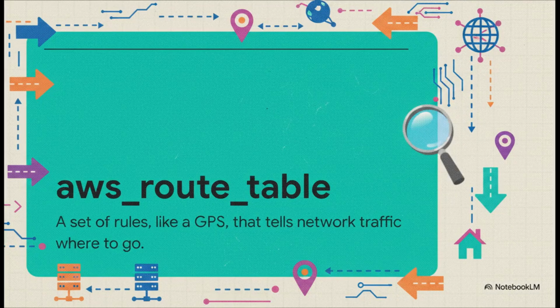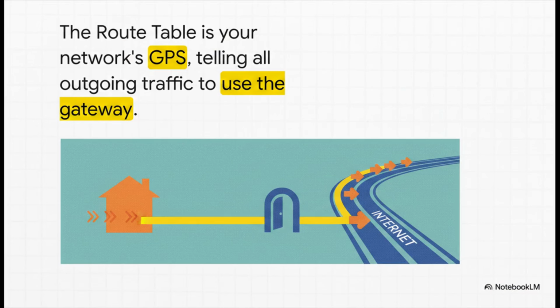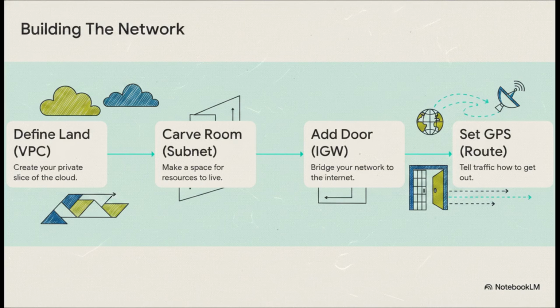So how does anyone find the front door? Well, that's where the route table comes in. It's basically a GPS that tells all outgoing traffic, hey, use that internet gateway. And boom, those four things give us a clear path from our server straight to the internet.